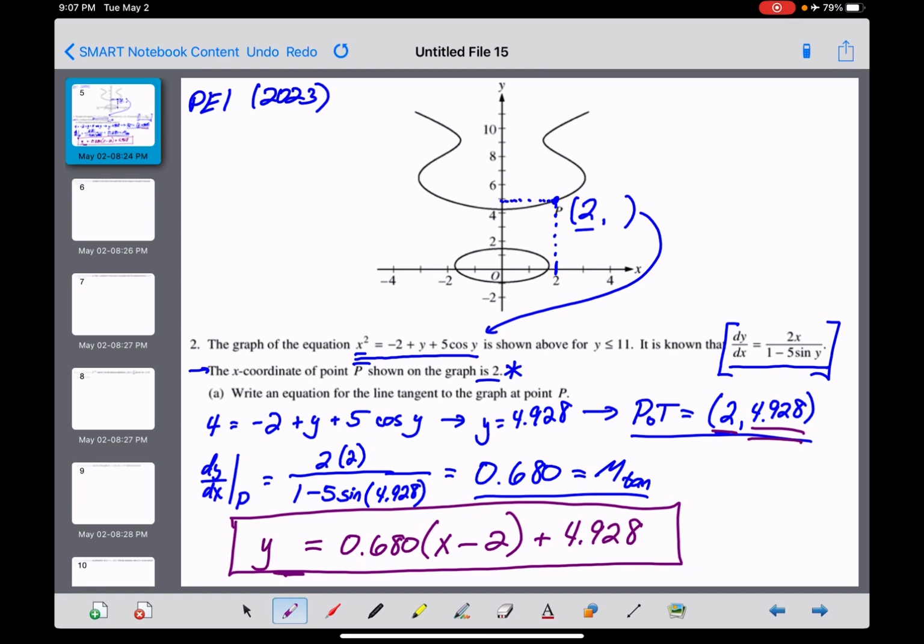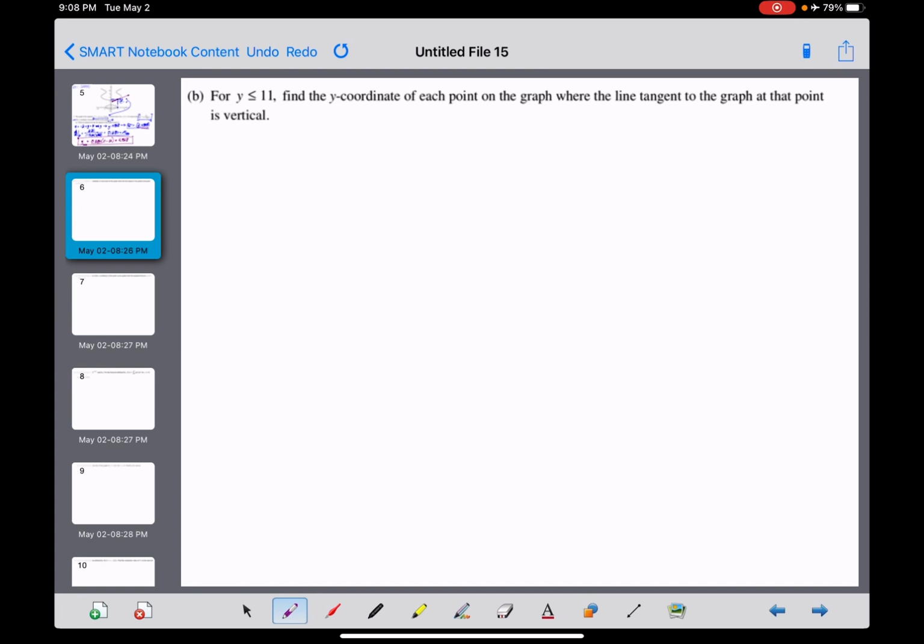Okay, so that was part A. And real quickly, if I were to just eyeball here what I think that slope is right there, it kind of looks like that. And my question for you guys, does it look like that slope could be 0.680, which is roughly about 2/3? Yeah, it feels decent with that one right there. Yeah, we'll run with something like that. All right, let's take a look at B.